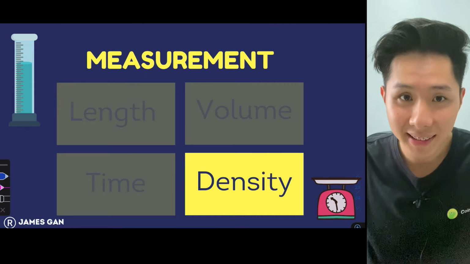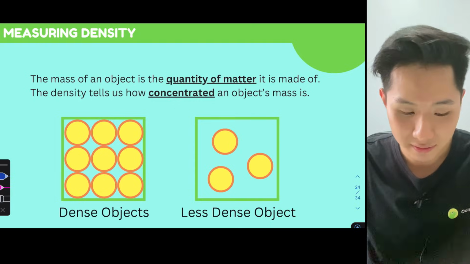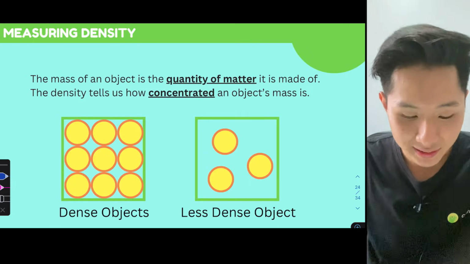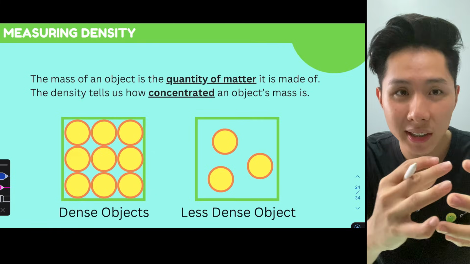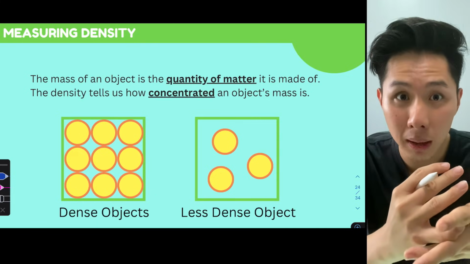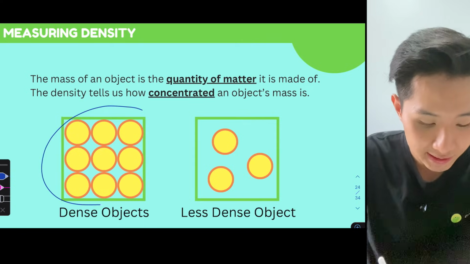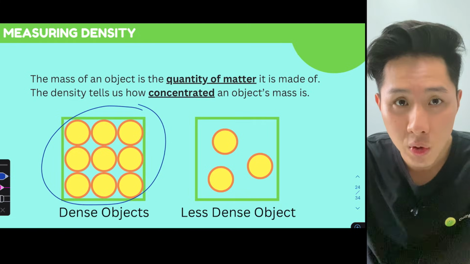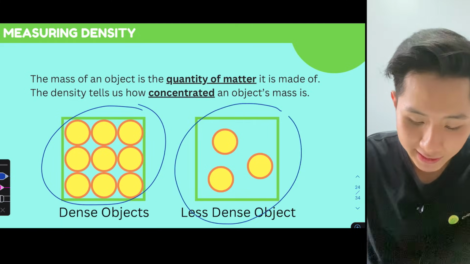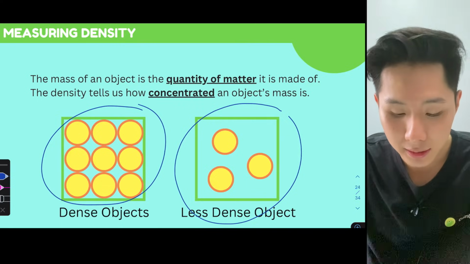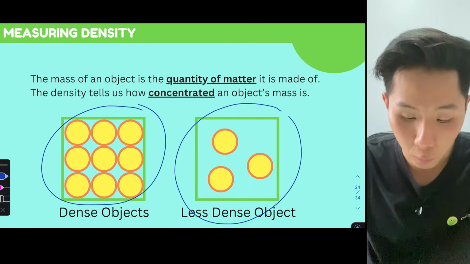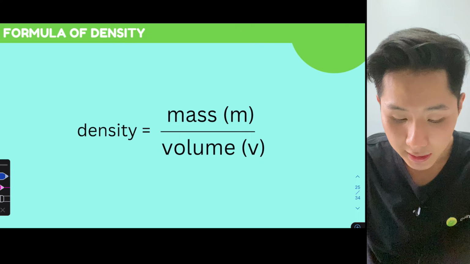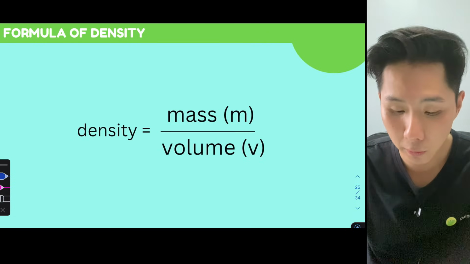And let's move on to density, and some of you might have learned it in year 9 math. So far we have learned how to measure length and also measure volume. Density is basically how concentrated the matter in an object is. Here is a visualization. A dense object would have a lot of matter concentrated in a small volume, whereas a less dense object will have less matter concentrated in the same amount of volume. Okay, and the formula to calculate density is mass divided by volume.